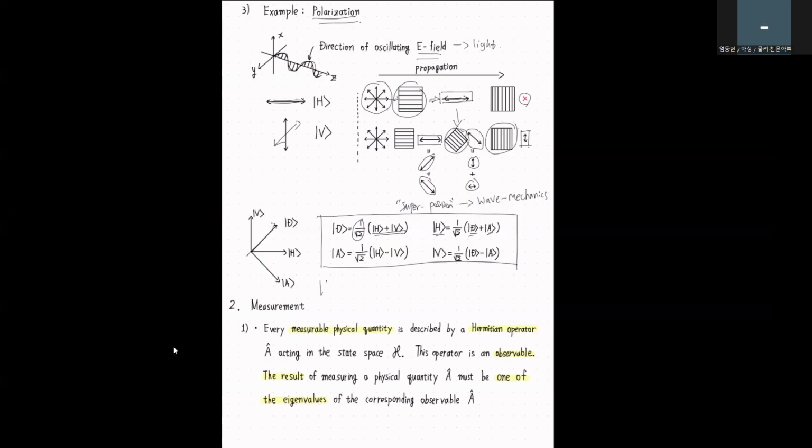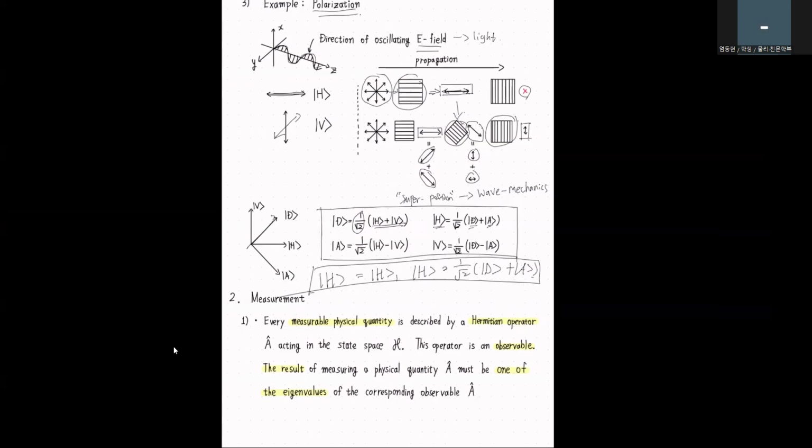The same quantum state, for example, the horizontal vector, can be written as either this or this. There's no unique way of looking at a situation, a vector. It depends on what basis vectors you use, but they ultimately point to the same quantum state. Now let's talk about measurement.